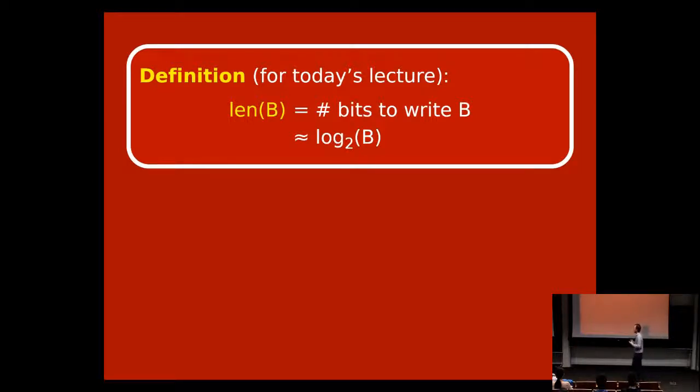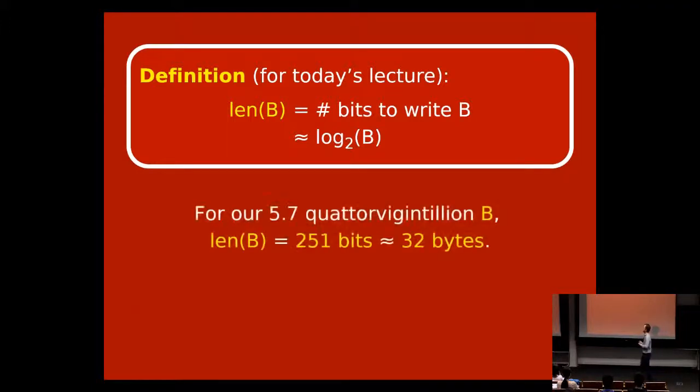But of course, we don't store these numbers in unary in our computers. We store them in binary. And just to make this very clear, normally we think of how long it takes to write down a number in bits. It's like log base 2 of the number. Just so it's very clear in this lecture, I'm going to write this as length of b rather than log of b, but it's the same thing. It's the number of bits that you need to write down the number b.